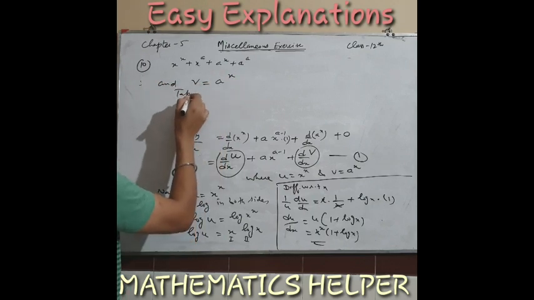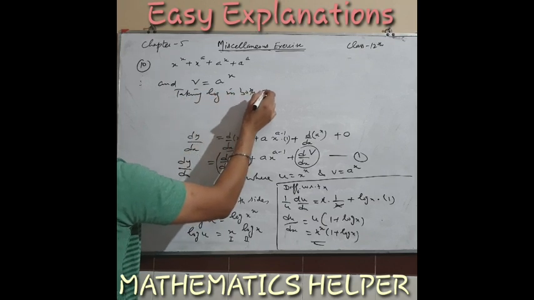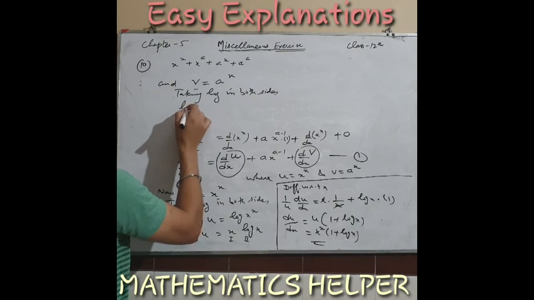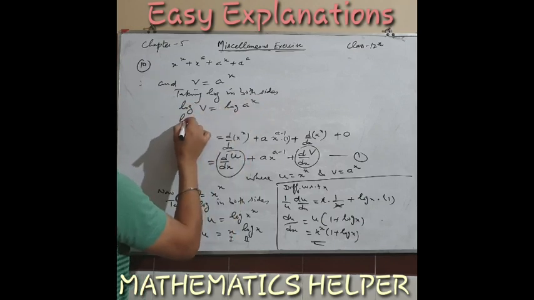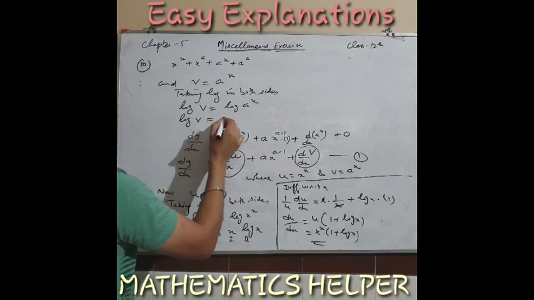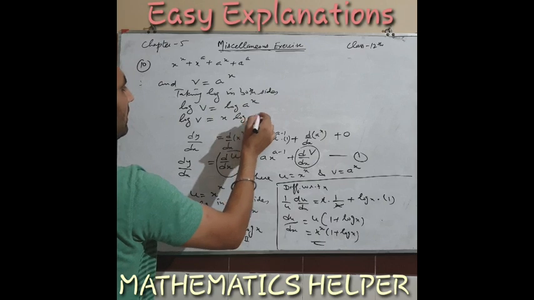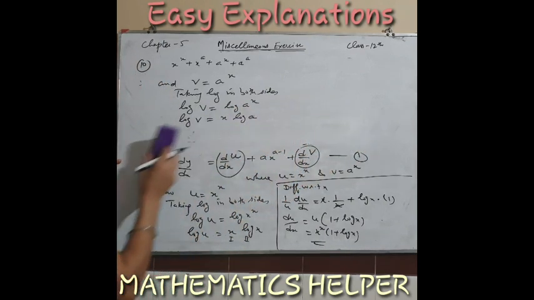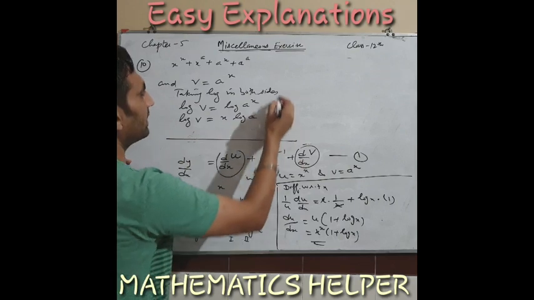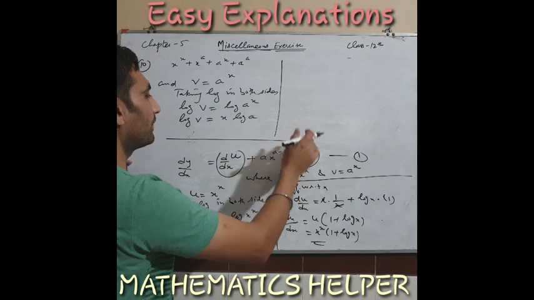Again the work is the same, taking log on both sides. Right, log on both sides, you will have log v equal to log of a raised to power x, which can be written as log of v equal to x log a. This power will come in front of log a. Now you have to write its derivative. So what will be the derivative? I will write the calculation work on that side because we need it to fill values in this equation.